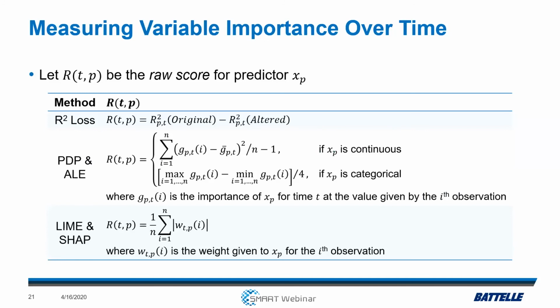If you have categorical data, you can use this rule. You look at the range over 4. That's like a reasonable estimate of the variability of that plot. And then for the Lime and Shapley value approaches, as I showed before, we just took the average of the absolute values of the weights. So those are the raw scores that you get, which are the ones I showed before.